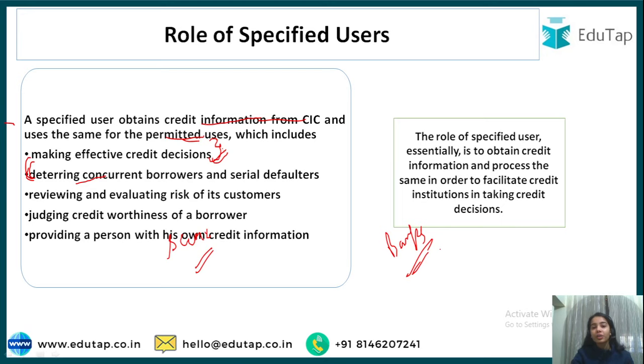I hope you have understood the benefit, that now not only will the credit institutions be able to process the information themselves, but they can also partner up with the fintech companies, and they are already partnered up with so many fintech companies. So fintech companies can analyze the data and provide the information to the credit institutions.